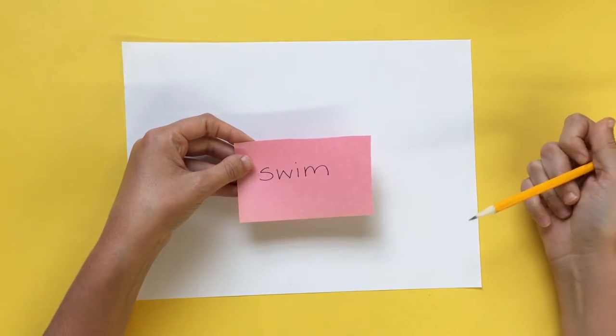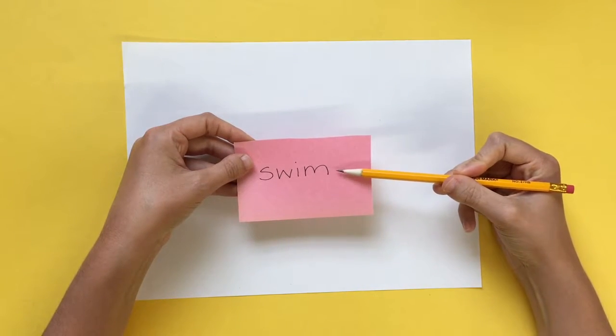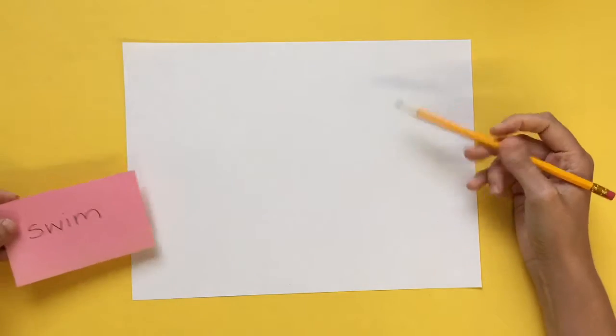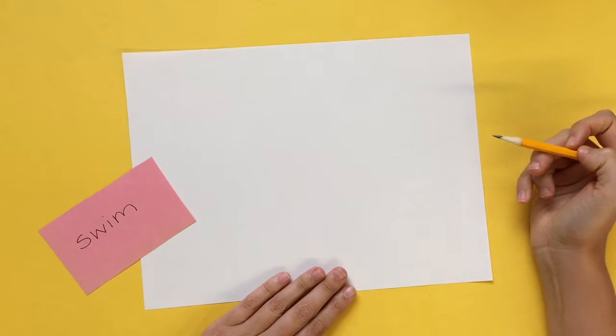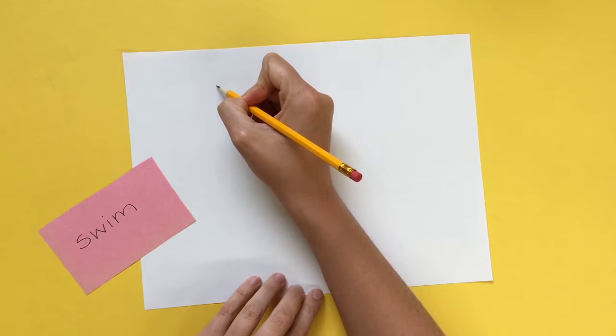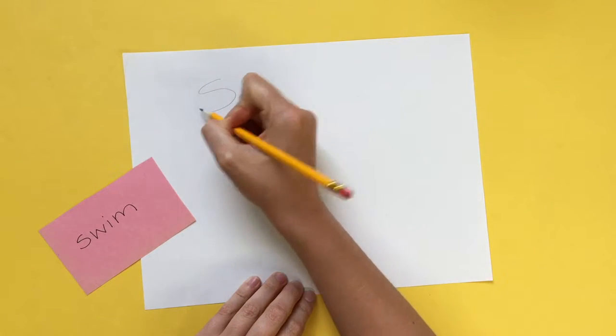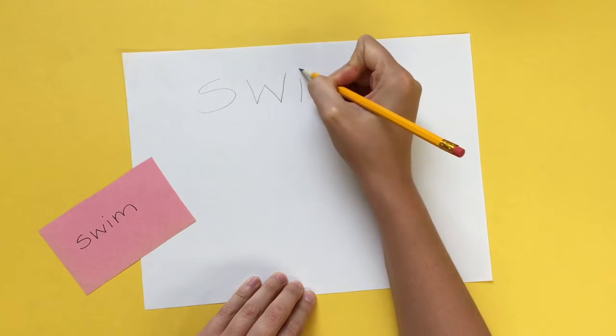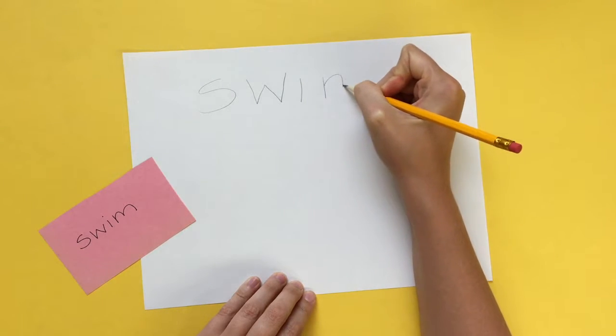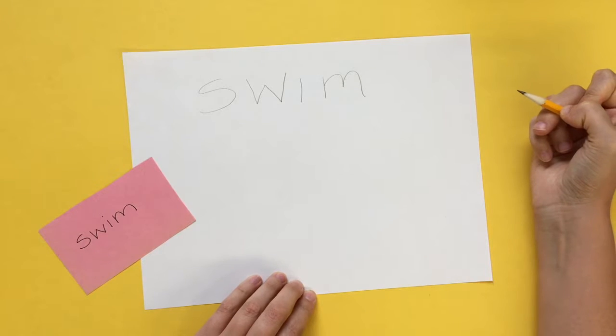So for the first step of my drawing, I'm going to write the word swim onto my paper, and I can write it anywhere that I want. I think for my drawing, I'm going to write it kind of at the top, but you could write it at the bottom, you could write it in the middle. You can put that word anywhere you want.